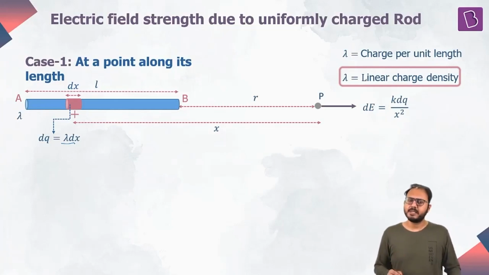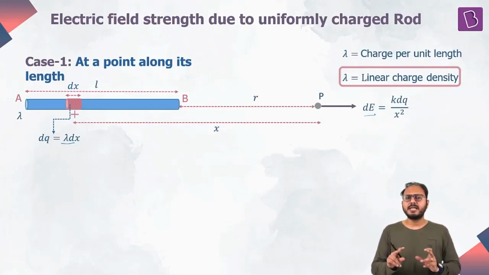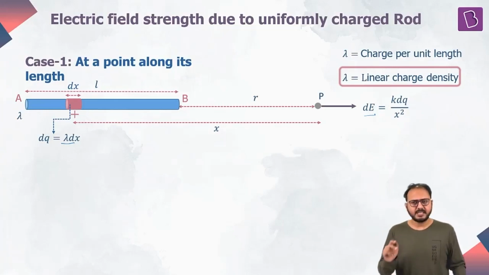But then imagine this. If your x was measured from point B, then what is your distance from point P to this element charge? R plus x. Why would you want a bigger expression in the denominator? Always make sure your expression for dE is as simple as possible, because keep an eye on the future. You have to eventually integrate it. Keep your integration as simple as possible. Whatever complications are there, we can handle in the limits. Keep the integration simple.